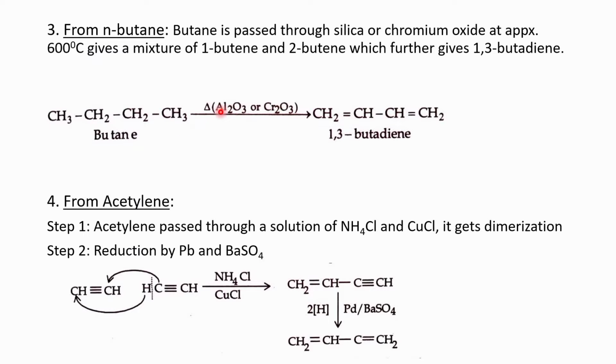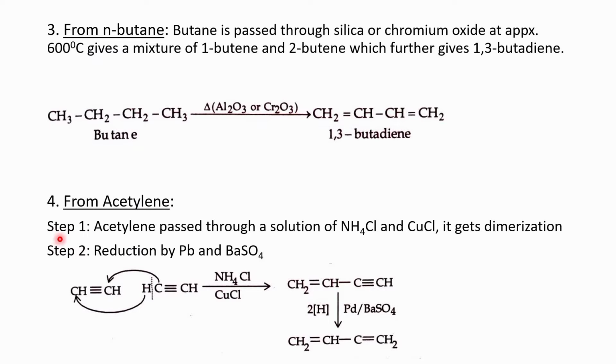So we add some silica or chromium oxide and heat this mixture at around 600 degrees Celsius. So we get a mixture of 1-butene and 2-butene, which further gives 1,3-butadiene. We get 1,3-butadiene by this heating. And the next preparation is from acetylene.